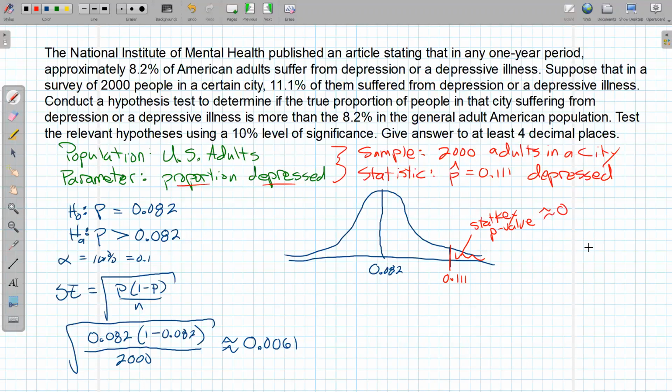It's about 0. So what's the chance we find another sample like this or more extreme when we thought it was going to be 8%? There's like no chance of that happening. So that means either I got a weird sample and the sample's unusual, or the 8.2% is wrong. So given this is so small, my p-value is definitely less than the significance level alpha. 0 is smaller than 10%. That means reject the null.